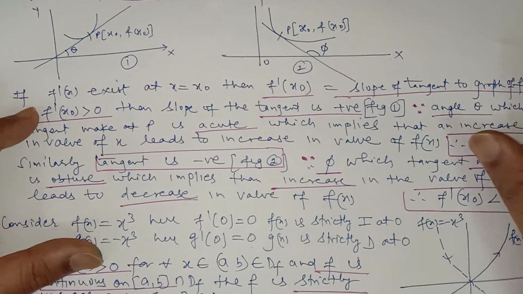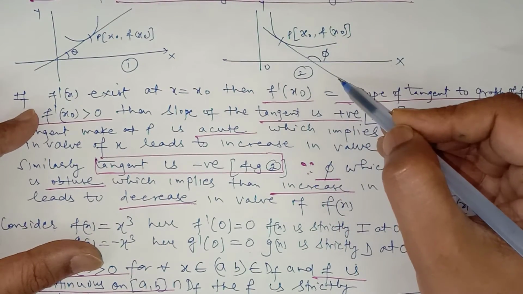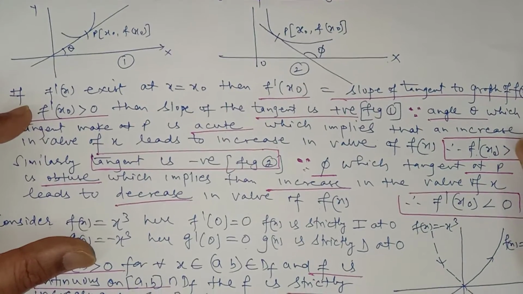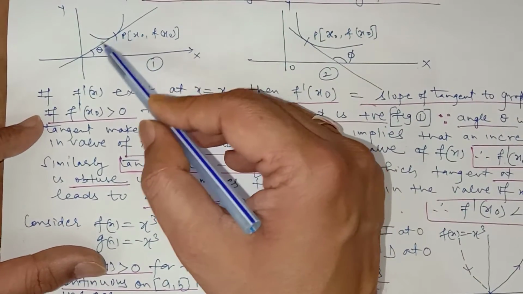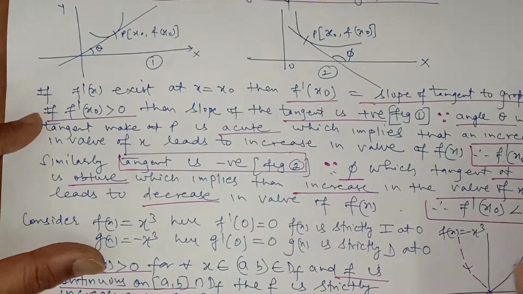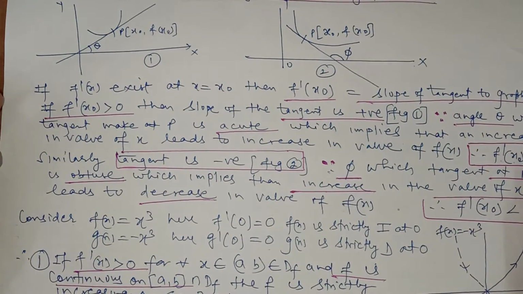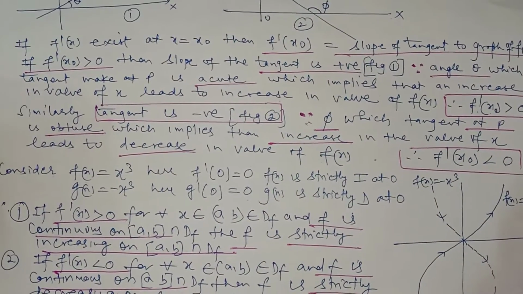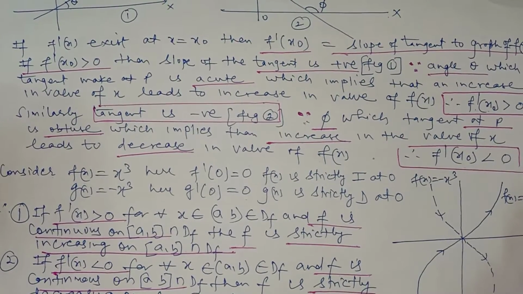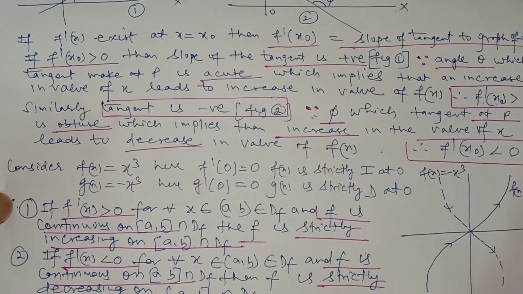will be negative, because in a decreasing function, the tangent makes an obtuse angle with the positive direction of the x-axis, and the tangent at P for an increasing function makes an acute angle with the positive direction of the x-axis. So to prove that a function is increasing, you prove that its first derivative is positive, and if it is a decreasing function, you prove that its derivative at a particular point is negative.